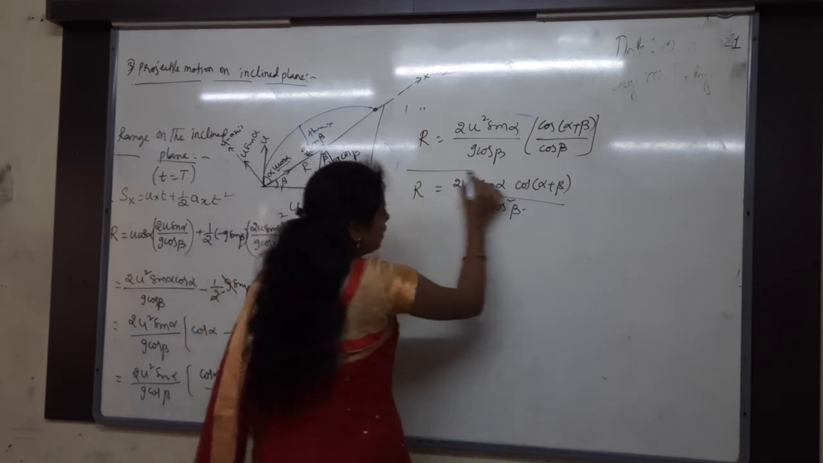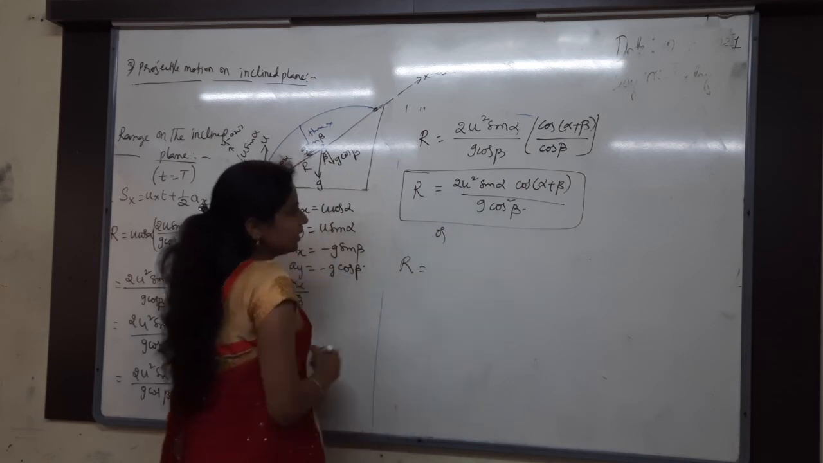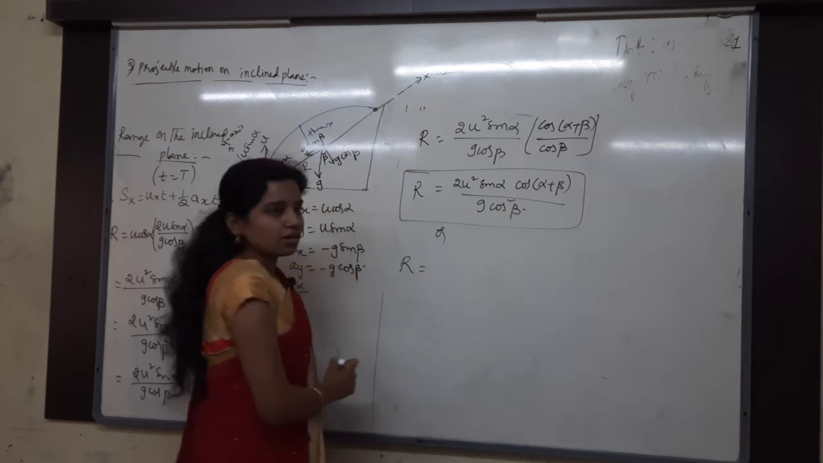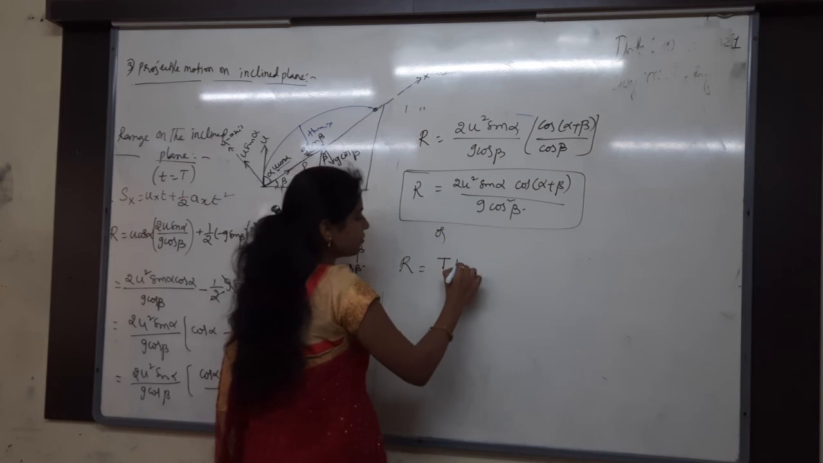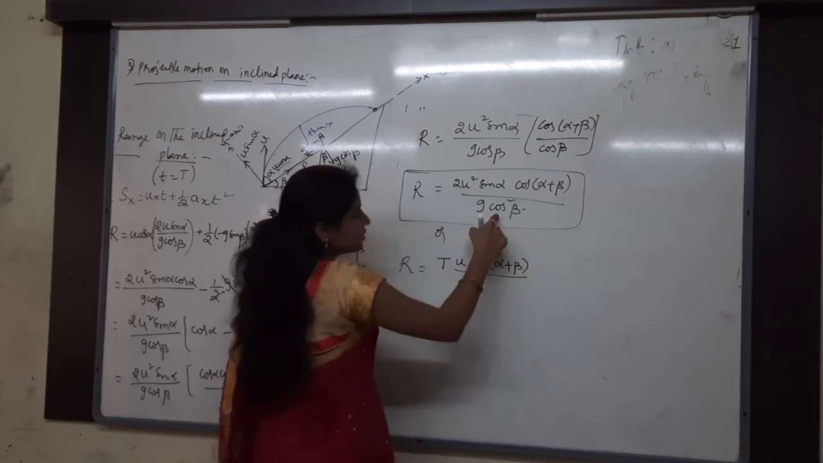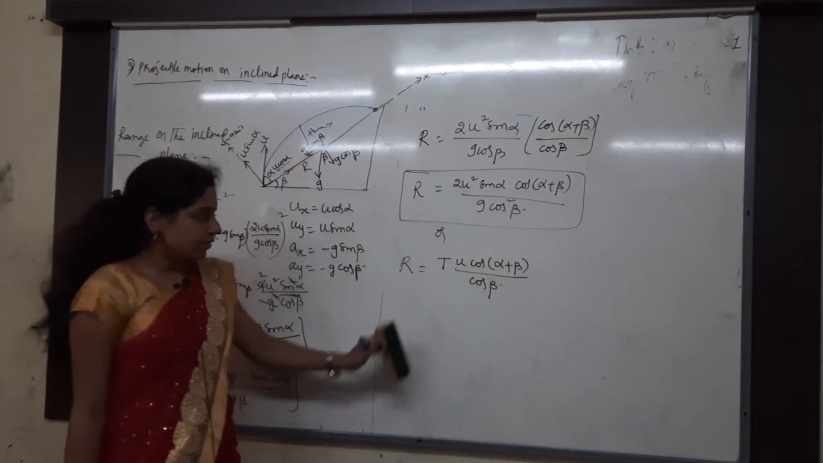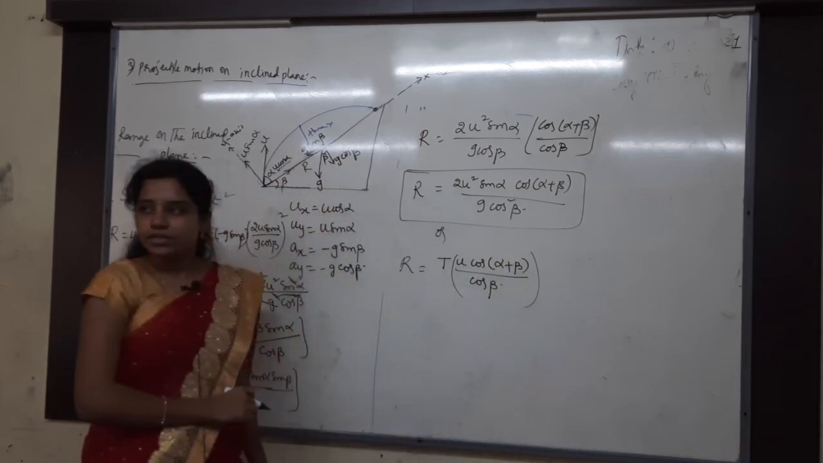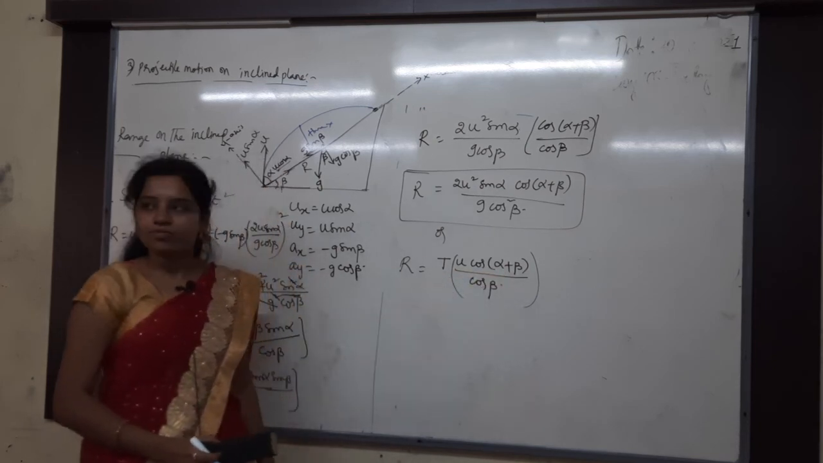That is the range. Otherwise, if you want to remember it in the shortcut form, R is equal to, if you take the time of flight here, what will you take as time of flight? 2u sin alpha by g cos beta, you will take as time of flight. So time of flight into one more u is remaining, u cos alpha plus beta by, still what is remaining? Cos beta is remaining. That's it. This is R equal to, of course, ux into t only again. So here u cos alpha plus beta by cos beta into time of flight.